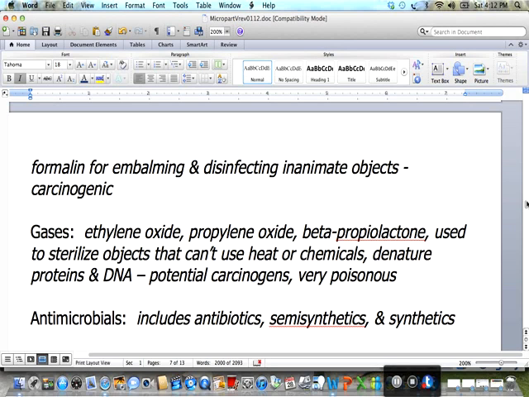Gases such as ethylene oxide, propylene oxide, and beta-propiolactone are used to sterilize objects that can't use heat or chemicals. They work by denaturing proteins and DNA. Gases are very poisonous and are potential carcinogens and must be used with great care in special facilities.